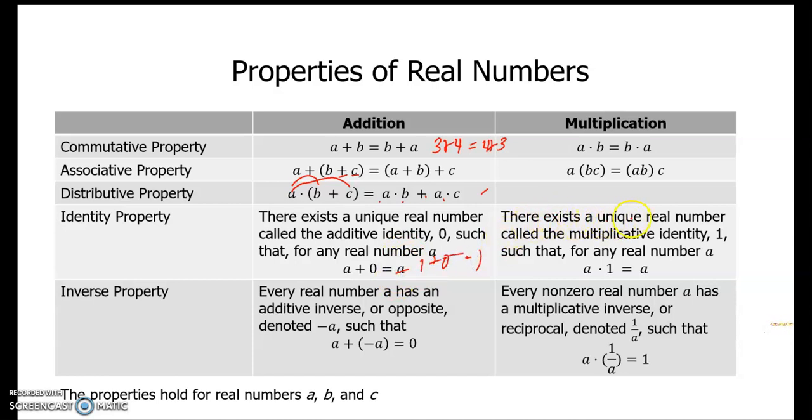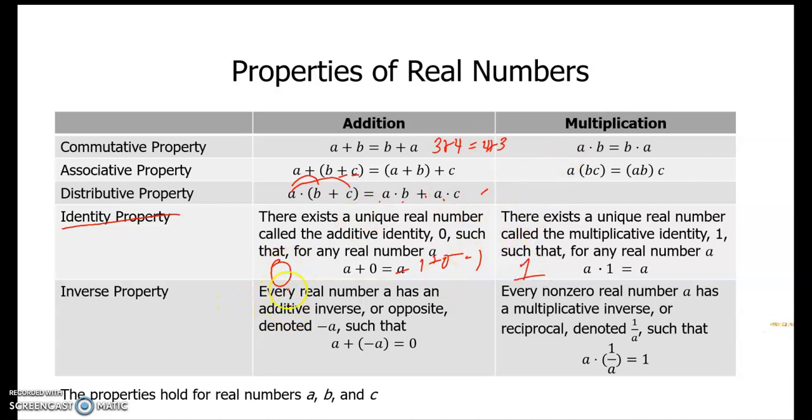So, there exists a unique real number under multiplication naman, called the multiplicative identity 1, such that any real number A multiplied by 1 is equals to A. So, any number multiplied by 1 is equals to the number itself. So, that is identity. Kapag sinabi nating identity property under addition, 0 ang additive identity natin. And kapag multiplication naman, the multiplicative identity is 1.